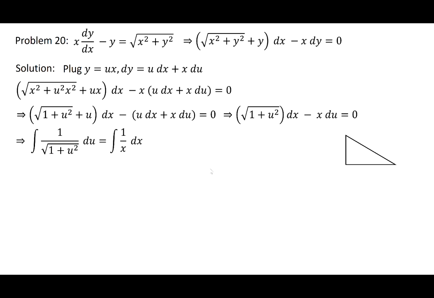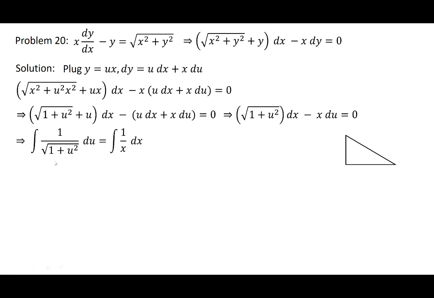Here is the idea. Draw yourself a right triangle. Whenever you see something like a square root of a squared plus x squared, or a squared plus u squared here, or square root of a squared minus u squared, or square root of u squared minus a squared, any of those three things, you draw yourself a right triangle first. And then one of the sides is going to be 1, a second side is going to be u, and the third side is going to be square root of 1 plus u squared.